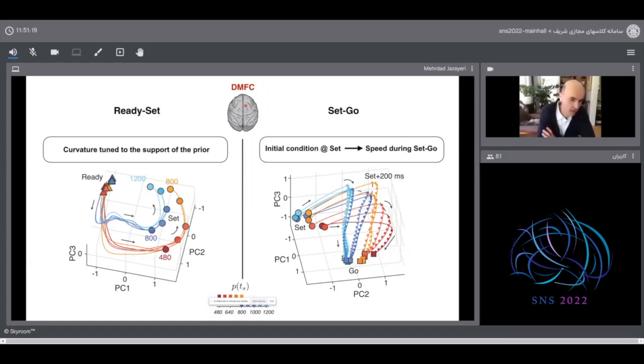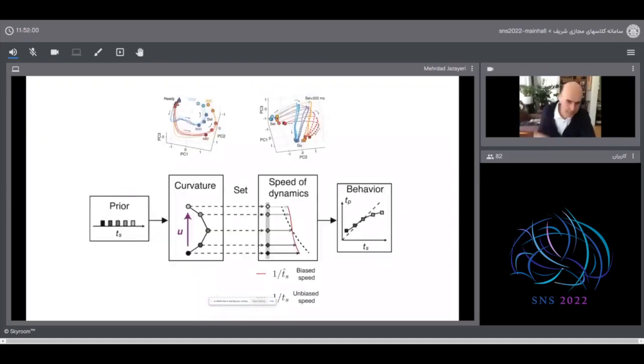So the curvature for the short prior started around 480 and ended at 800, and for the long prior about 800 to 1200. There were two self-similar curvatures associated with those priors for the duration of the ready set, which was consistent with the idea that perhaps the curvature is a trick that the brain is using to generate initial conditions that are appropriately biased. Okay, so on the surface this seems consistent with the curvature hypothesis. So we set out to test that hypothesis rigorously and quantitatively, every step of the hypothesis, from the curvature to the initial condition to the speed to the behavior.